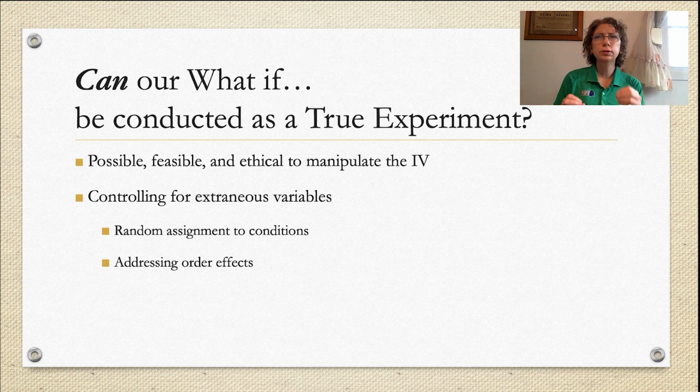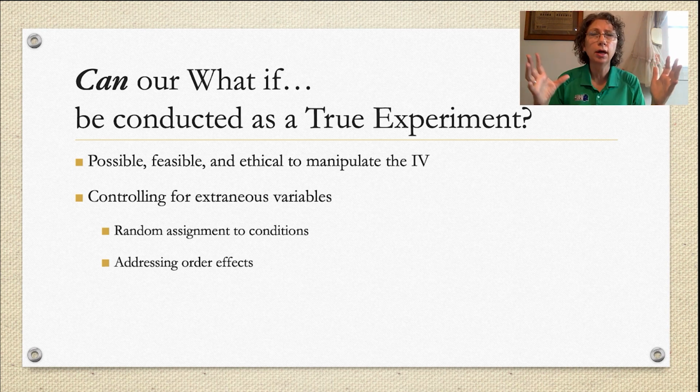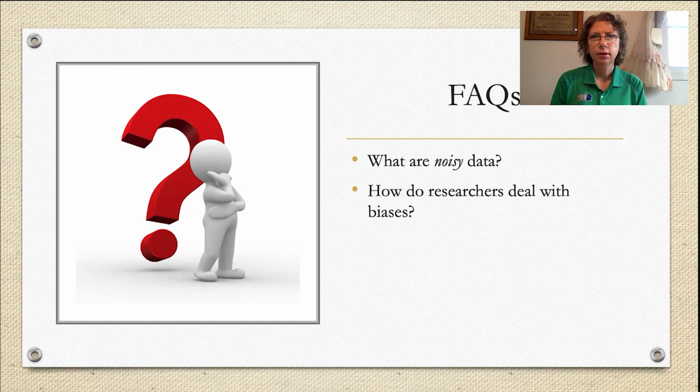So it's cool to play with ideas and say, hey, what could I do if we completely forget about being feasible or ethical? Sure, there's different things we can say. Theoretically, this is how this would be set up as an experiment. But actually running a true experiment is much more complicated once you figure out, is it feasible? Is it ethical? A couple of questions that tend to come from this chapter, from prior runs of the class, have been, what are noisy data and how do researchers deal with biases?